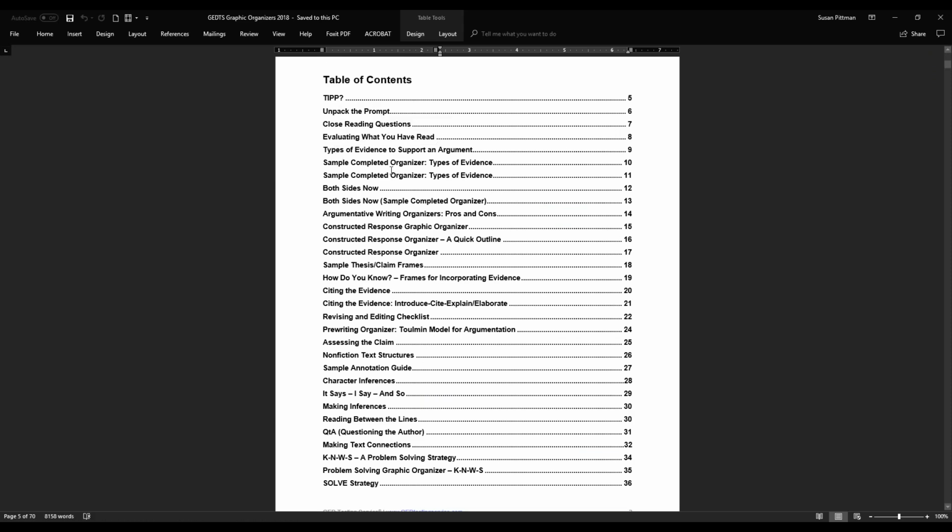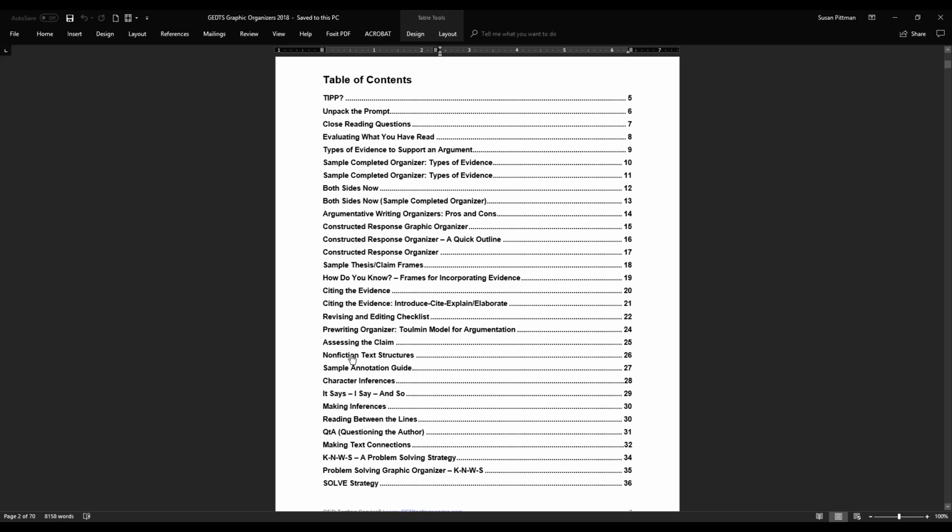We have some sample completed organizers. You see Both Sides Now is included. There's an organizer dealing with pros and cons. We have something that deals with thesis and claims. There's some frames for that. And then if you take a look down through here, there's some things that we've mentioned, like questioning the author or reading between the lines, all of those different materials that are included in here.